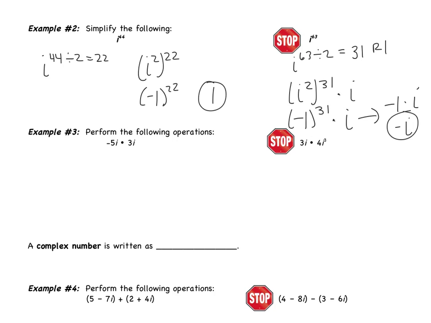So we have one more operation that we're going to do with imaginary numbers, and that's example 3, multiplying. So I have -5i multiplied by 3i. -5 times 3 is -15. i times i is i squared. So I have -15i squared. Can't leave i squared though. i squared is -1. So this is -15 times -1, which is just +15.